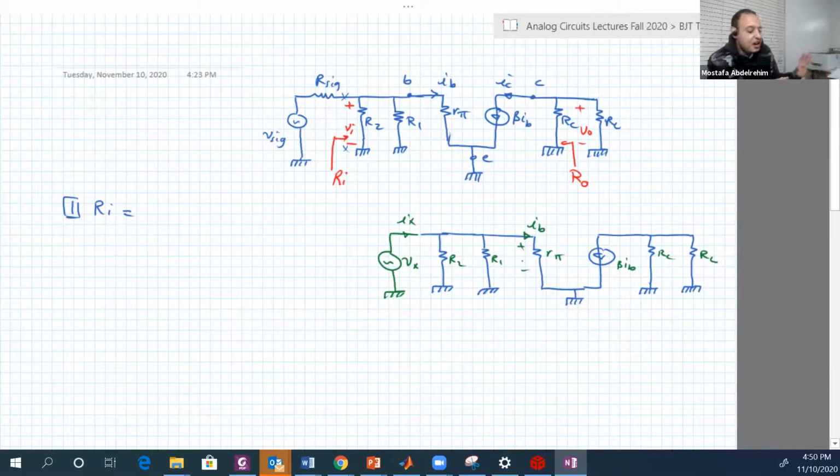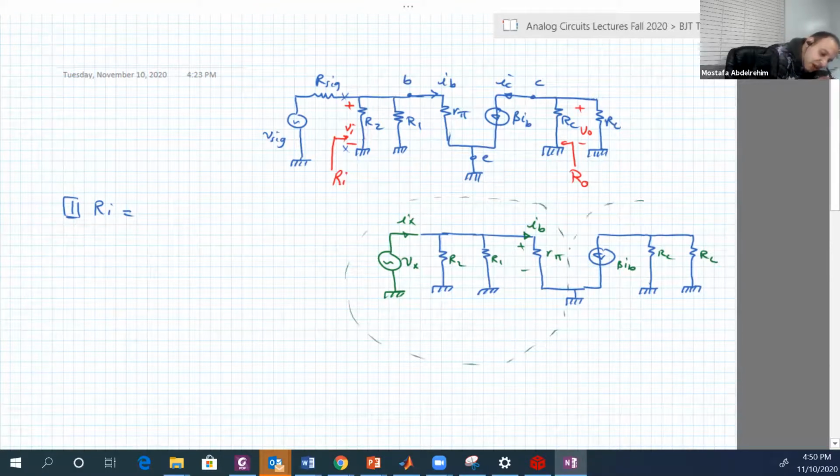It's very clear because, again, this circuit is coupled or isolated from this circuit. They are two circuits, although they have dependency because of the current source, but this is in the second circuit, not in the first circuit. So we can safely say it's R1 parallel R2 parallel R-pi.